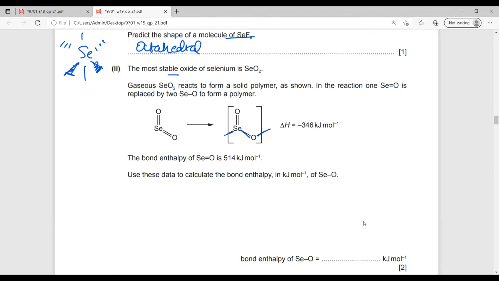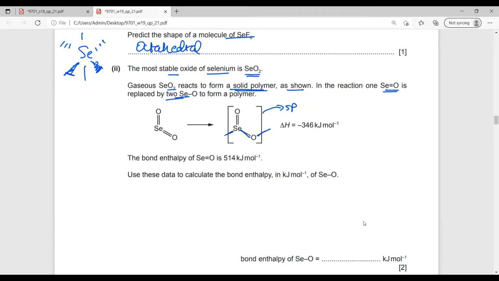So it says that the most stable oxide of selenium is SeO2. Okay, the gaseous SeO2 reacts to form solid polymer, which is shown here. This is the solid polymer. In this reaction, one Se double bond O is replaced by two.